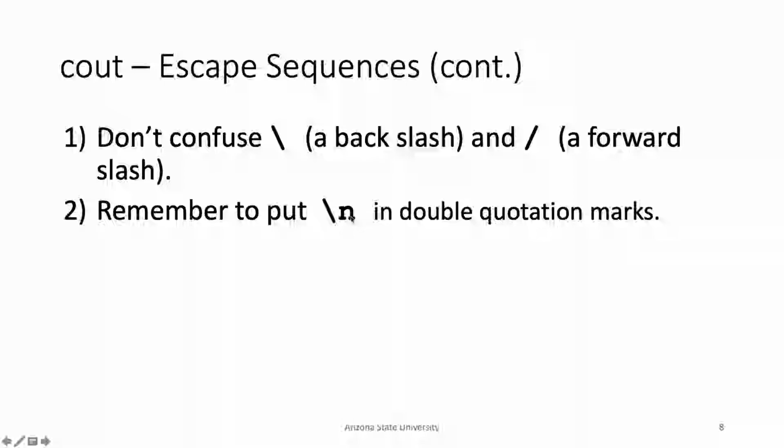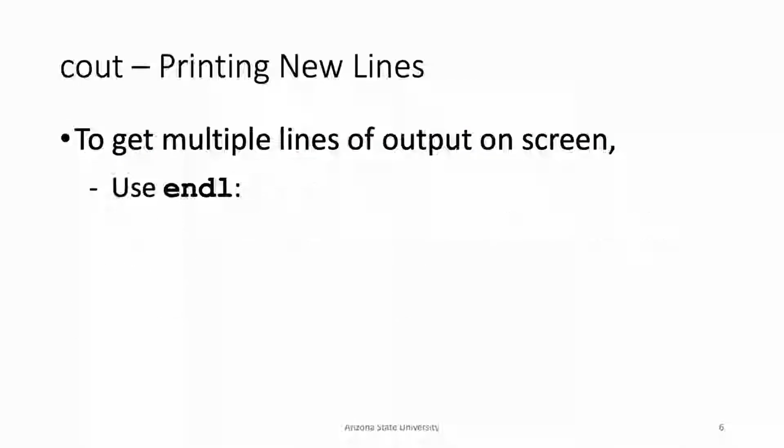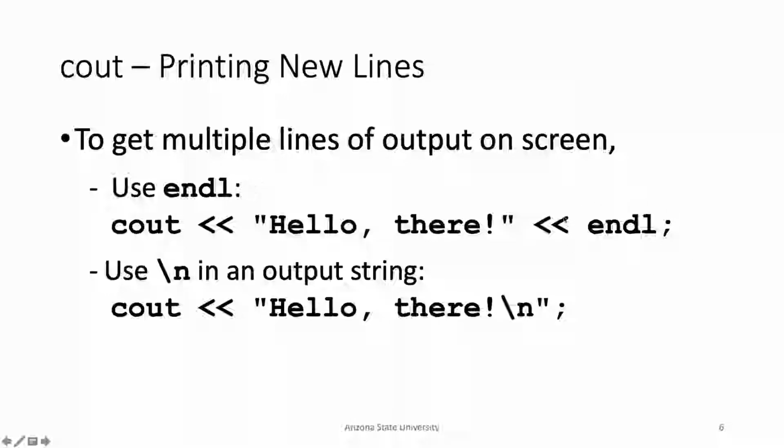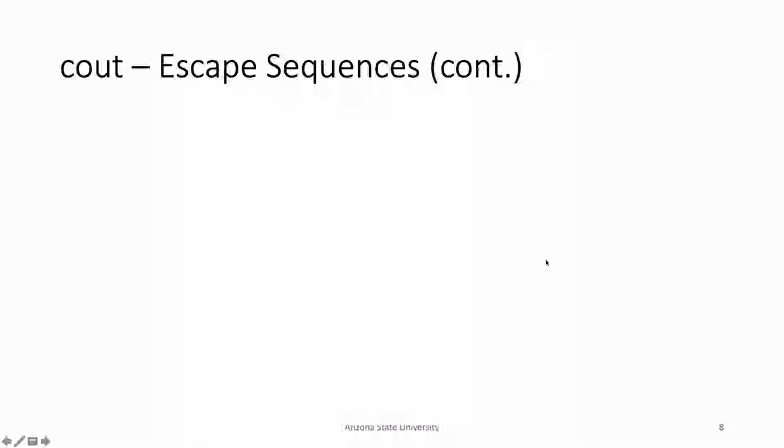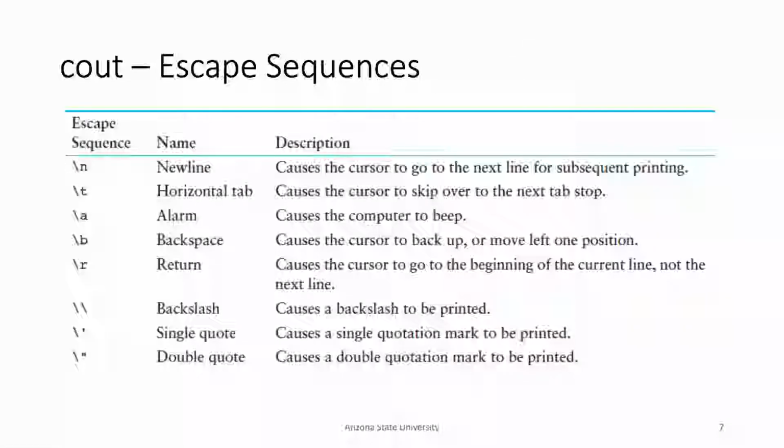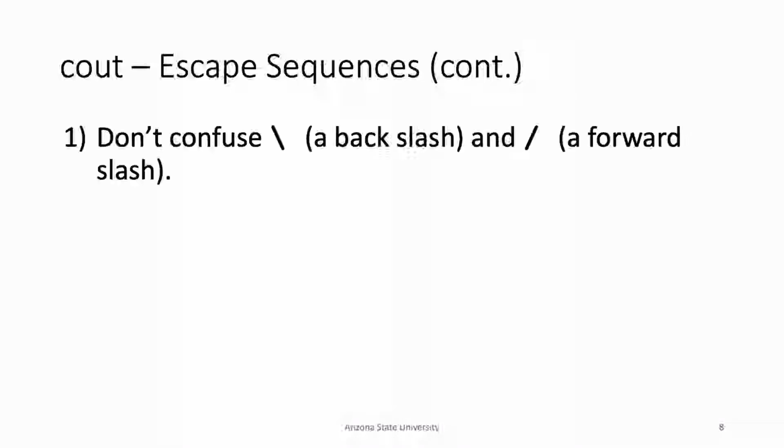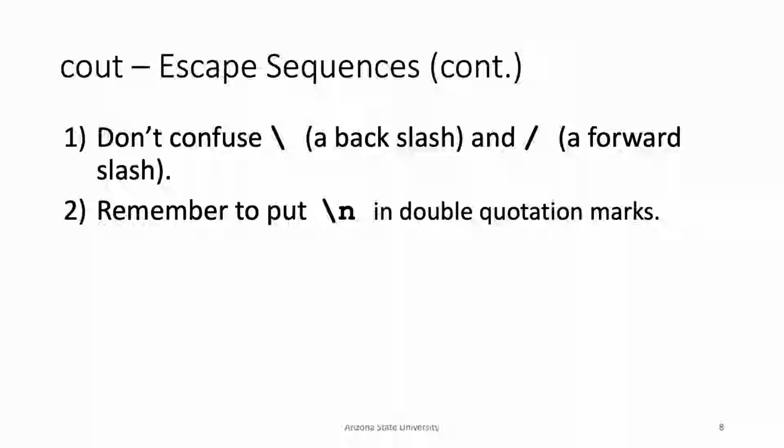The backslash n thing, or any escape sequence for that matter, has to be inside the quotations. Otherwise, it just doesn't work. endl has to not be in quotes. So if we go back, endl is not in quotes, but backslash n is, because escape sequences are what are called characters, and characters have to be inside quotes, whereas endl is not. So put backslash n in quotes.